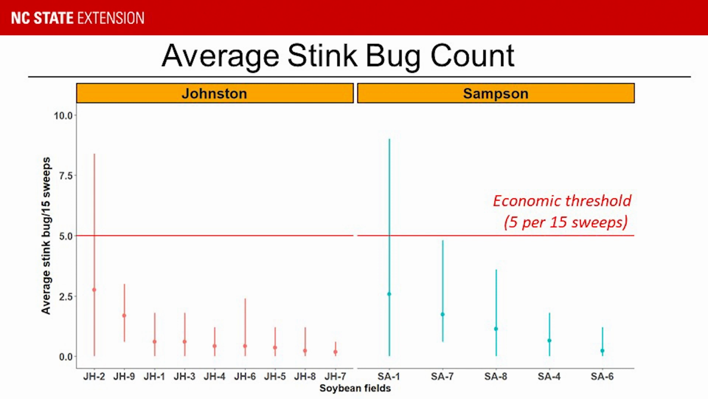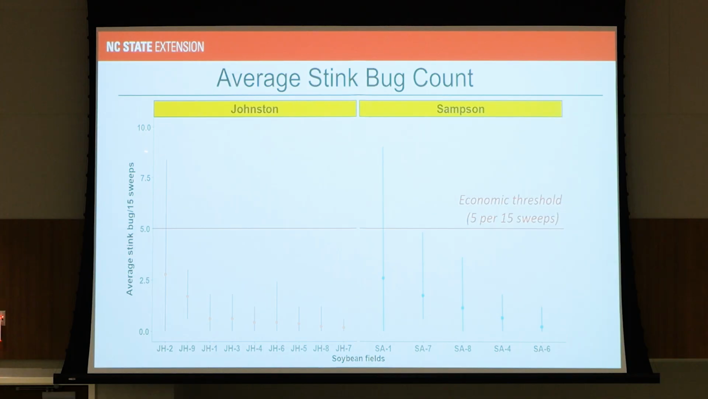So each independent field just got a number, and then we ordered these values based on their average. And so the dot is the average per 250 sweeps. So basically our stink bug average is a little bit north of 2.5 insects per 15 sweeps. So that's below our economic threshold. But what's important is the variation.